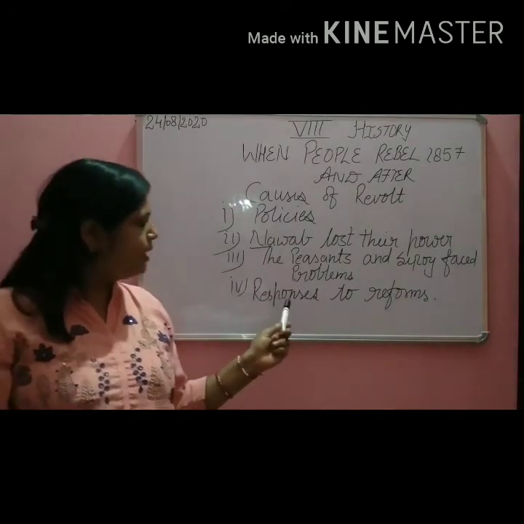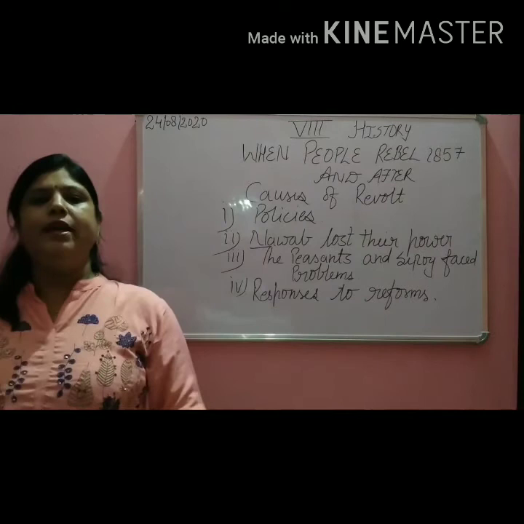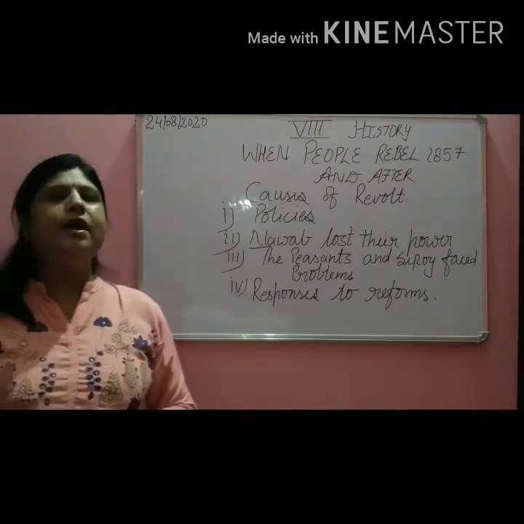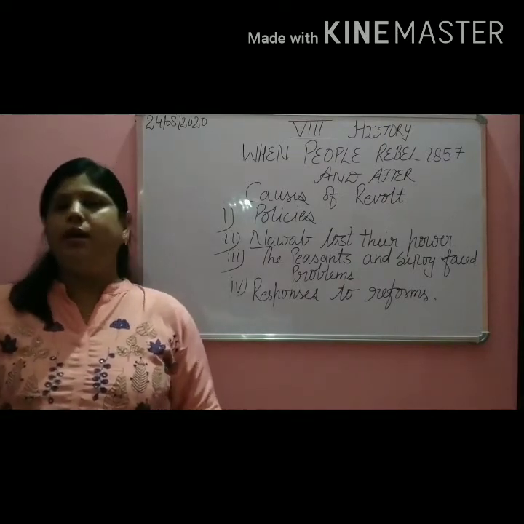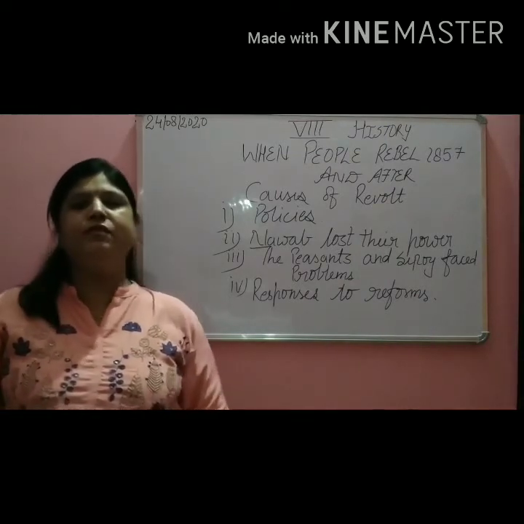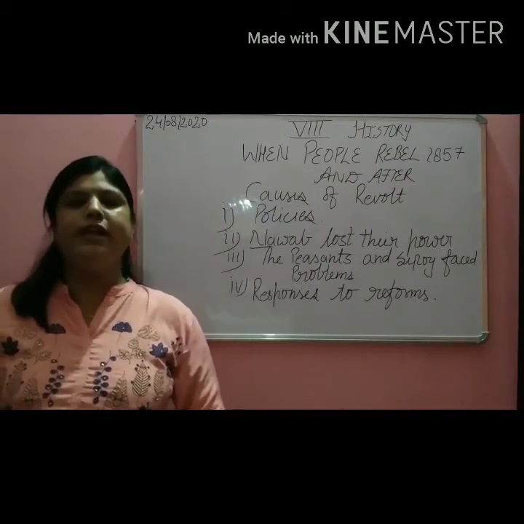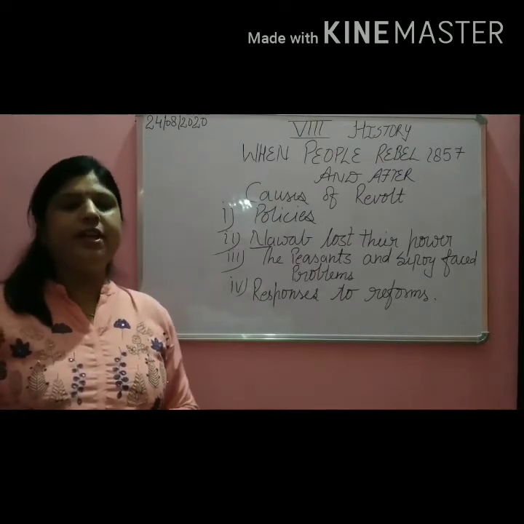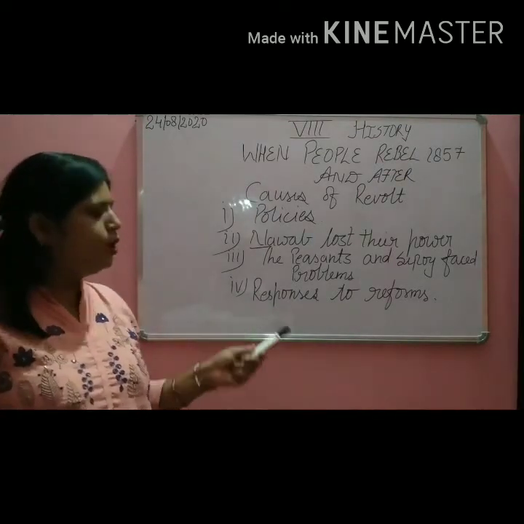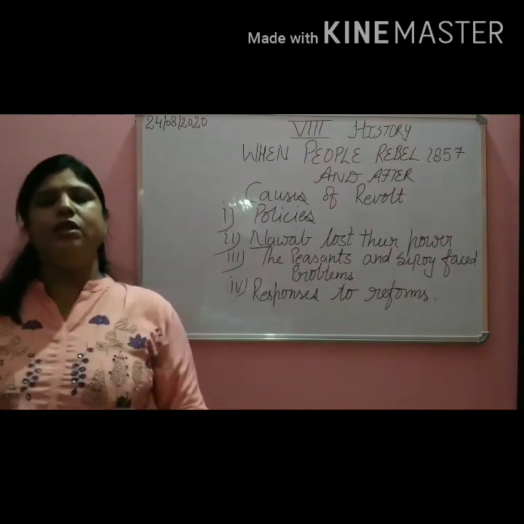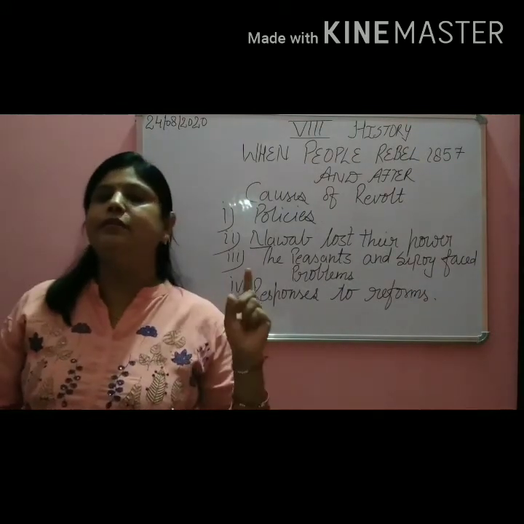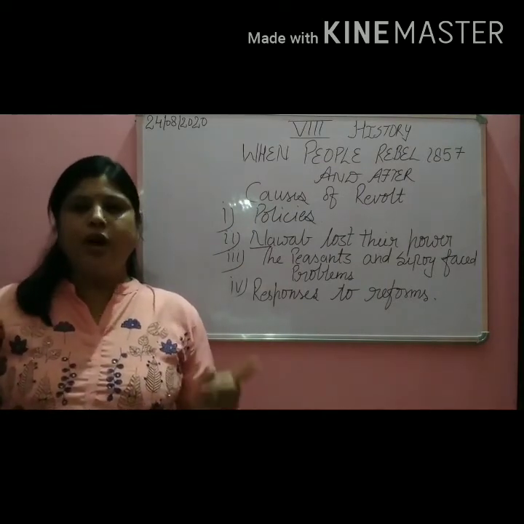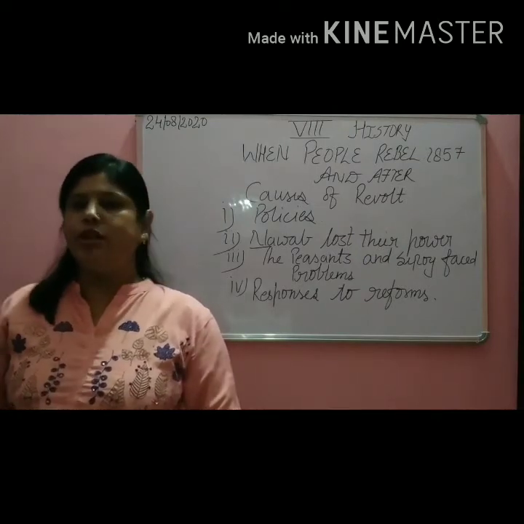And the fourth one is responses to reforms. British reforms were meant to remove the evils which were among Indian society, but the people thought that they were interrupting their traditional customs. So these were the main causes. Actually, the immediate cause, or we can say the spark of this revolt, started in Meerut. So now let's see the causes of the revolt.